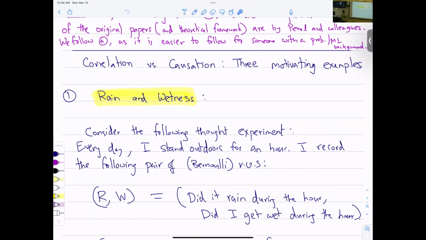So the simplest toy example I can think of is rain and wetness. Consider the following thought experiment. I stand outside for an hour every day. I record the following pairs of Bernoulli random variables, meaning 0 or 1. That's all I'm recording: rain, comma, wetness. Every day I get this pair. If it rains and I get wet, it's 1, 1.